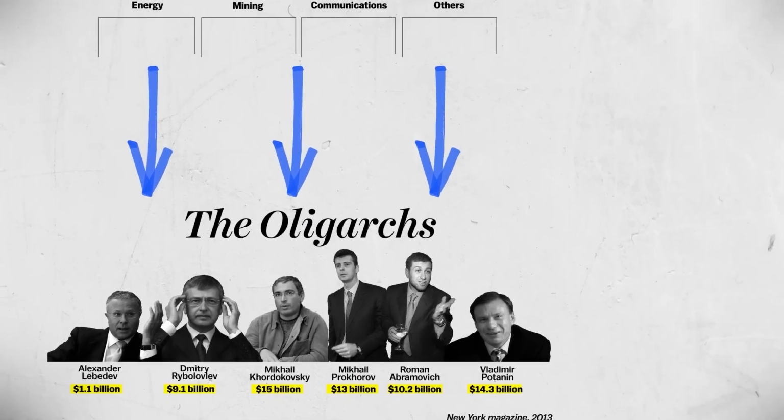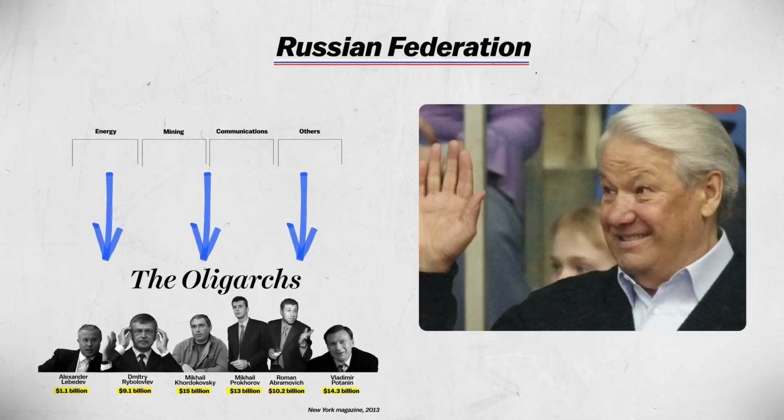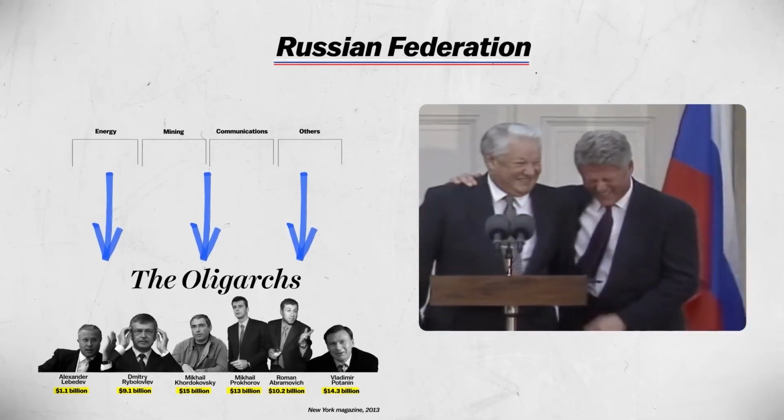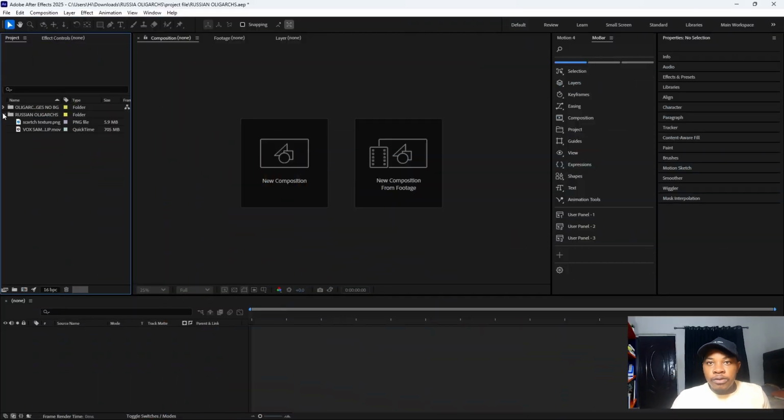So hello guys, in today's tutorial we're going to be recreating this scene from Vox's YouTube video about the Russian oligarchs and the collapse of Russia. So without wasting much time, let's get into it. Inside of After Effects, I've imported my folders and some of the items I'll be using. Link will be in the description, like always.